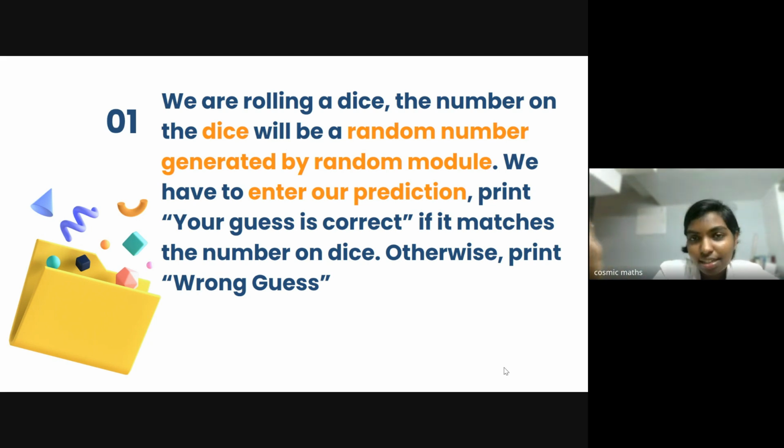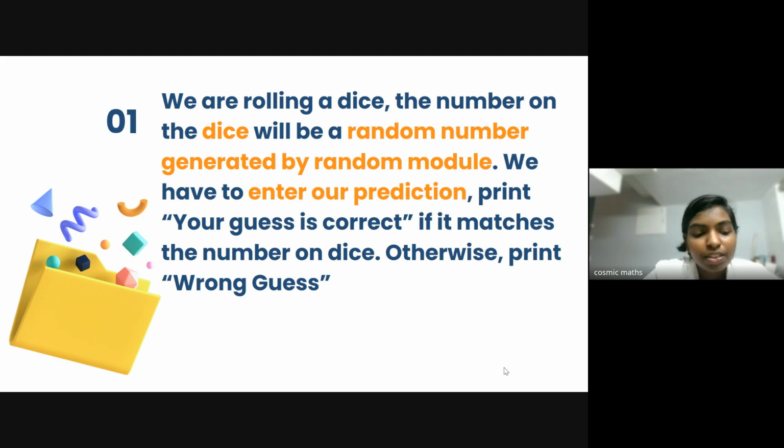And then we have to enter a guess, and if the guess is equal to the number generated by the random module, we should say your guess is correct. Otherwise, we can say wrong guess. Pretty easy program to do. Can you explain the logic to me? I think I already explained the logic, right? Can you try writing it and see if it works?